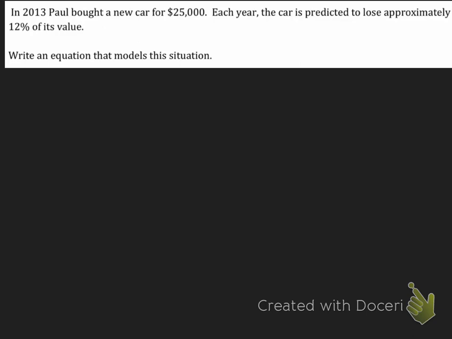So we want to first set up our exponential equation. All exponential equations can be represented by y equals a times b to the power of x. And once again, we want to remember that a is our initial value and b represents the multiplier.